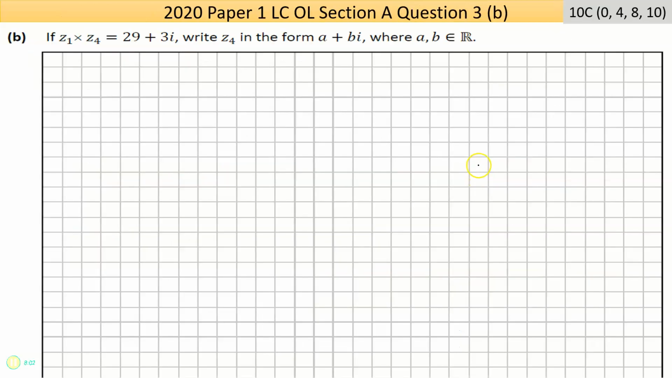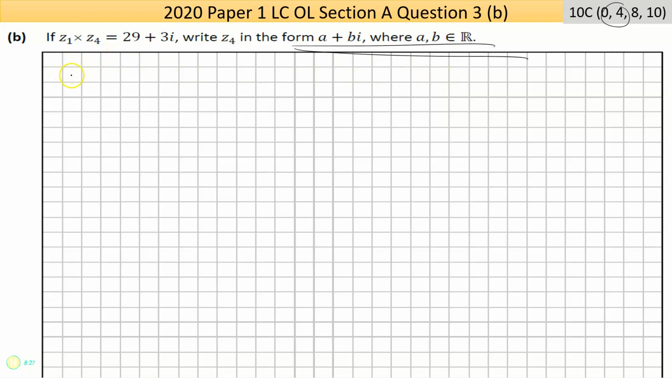Okay. Now part B here is worth 10. So let's see if we can just grab the 4. This is a 10C scale. So that year, 4 marks got you the low partial. It's saying if Z1 times Z4 equals 29 plus 3i, write Z4 in the form blah, blah, blah. Okay, don't worry about the rest of this for now. That's just telling us how to write our answer.